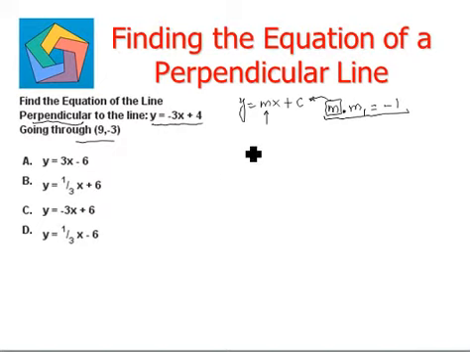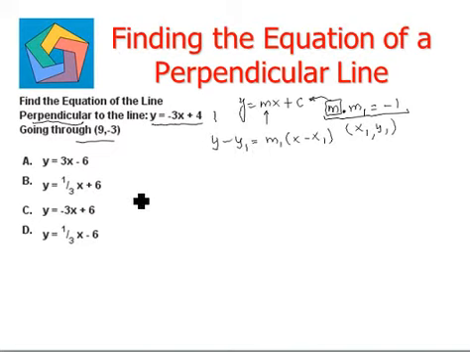Now we are given a point also, say x1 comma y1. Now we have the slope m1 and we have the point x1, y1. Using the point slope form, which is y minus y1 equals m1 times x minus x1, we will find the equation of the line perpendicular to the given line.